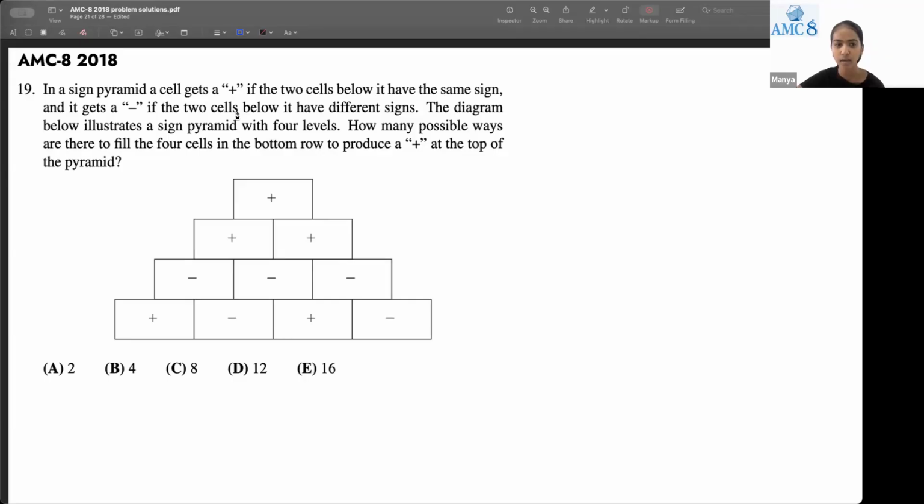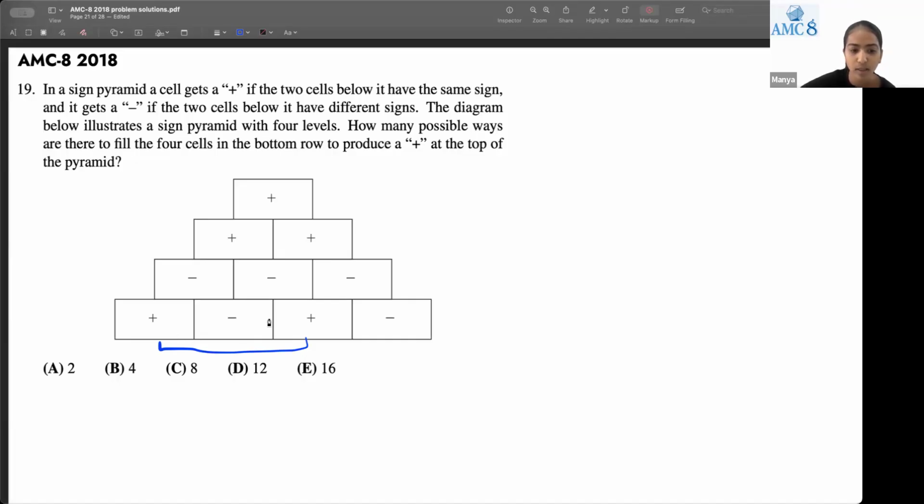So this problem is just teaching us that negative times negative is equal to positive, and positive times positive is equal to positive. Negative times positive is equal to negative, and positive times negative is equal to negative. So if it's positive positive, it's going to equal positive. If it's negative negative, it's going to equal positive as well. And we know that the bottom 4 has to have 2 positive and 2 negative in order for this to work.